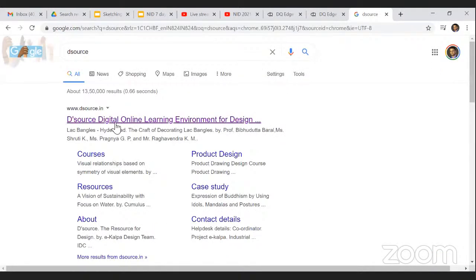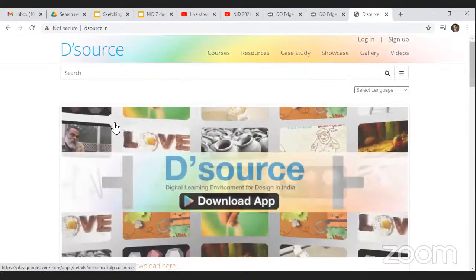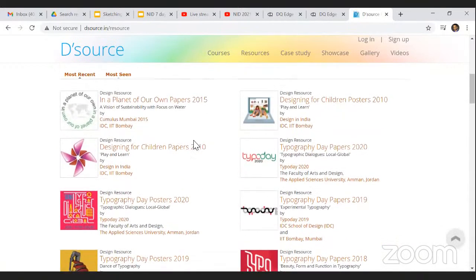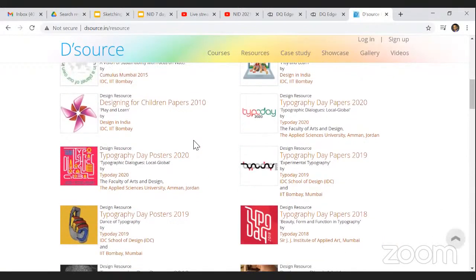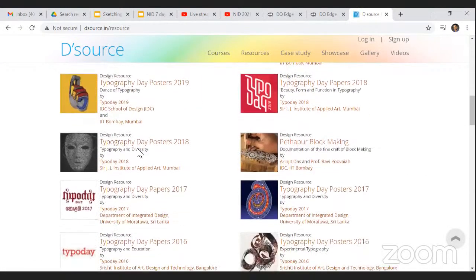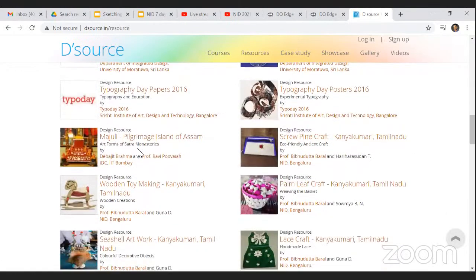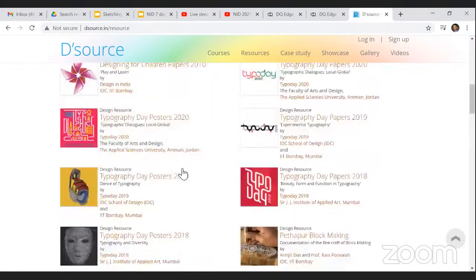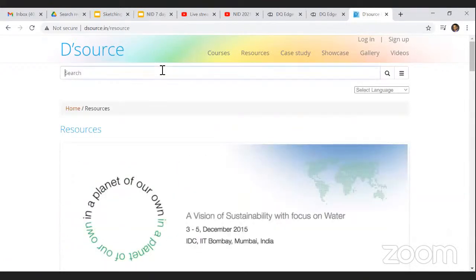So it's dsource.in. There are so many resources available, very interesting resources. You can go through, if you want to design for children, there are plenty of papers. Typography, try to understand about typography. Wooden toy making. There are so many things. You can also use their search option to find a particular topic.